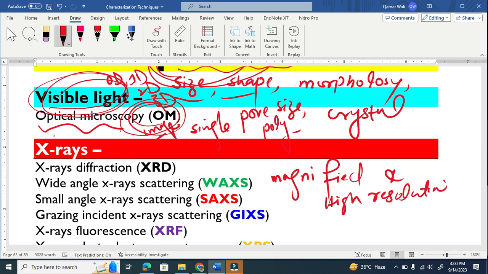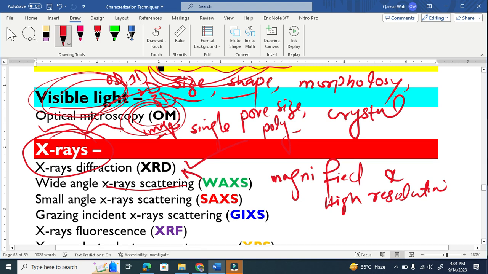So here the first one is basically X-ray based. X-ray is used as a probe here. The first technique is X-ray diffraction. It is also called wide angle X-ray diffraction or scattering. These two techniques are basically the same. Similarly, another technique based on X-ray is small angle X-ray scattering.